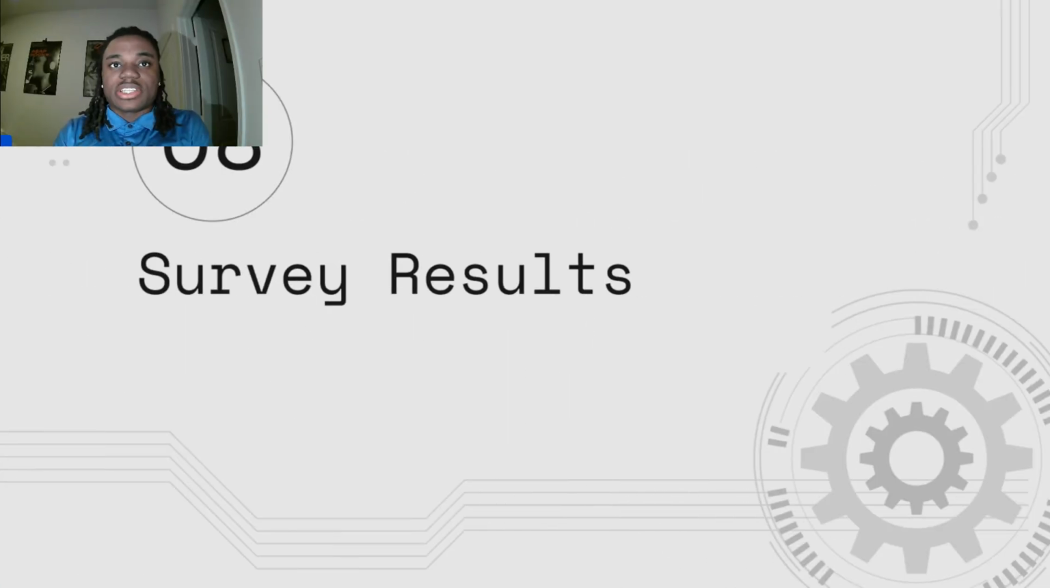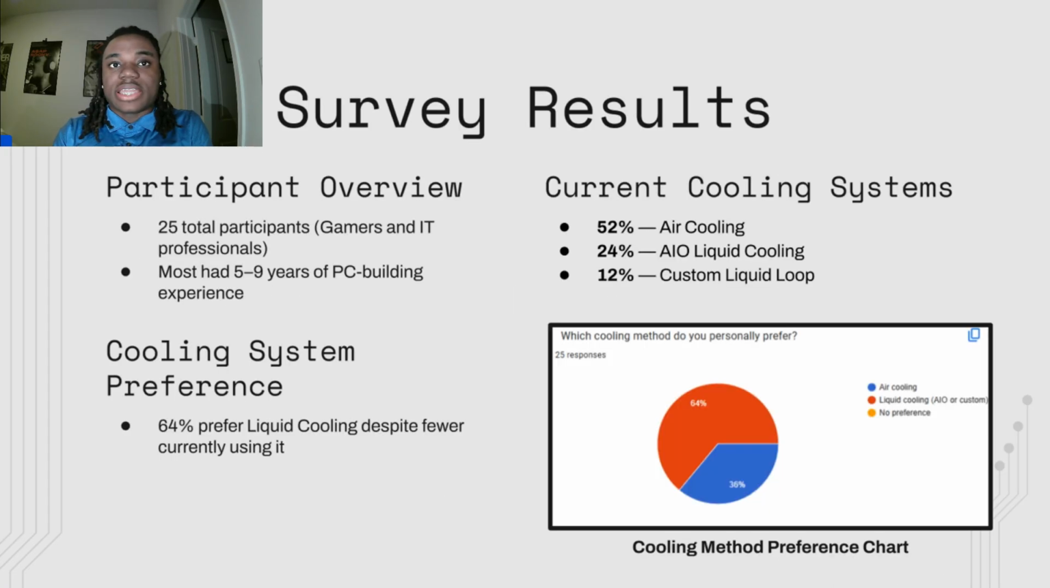For this report, I conducted a survey where I asked various questions to gamers and IT professionals. Now let's take a look at the combined survey data, which gives us a clear picture of how real users feel about different cooling methods. The survey included 25 participants. The majority of them had between 5 to 9 years of PC building experience, which means the responses are based on substantial hands-on knowledge. When we look at the systems they currently use, over half, 52% exactly, are still using traditional air cooling. Another 24% use all-in-one liquid coolers, and 12% use custom liquid cooling loops, which are typically chosen by more advanced or enthusiastic builders.